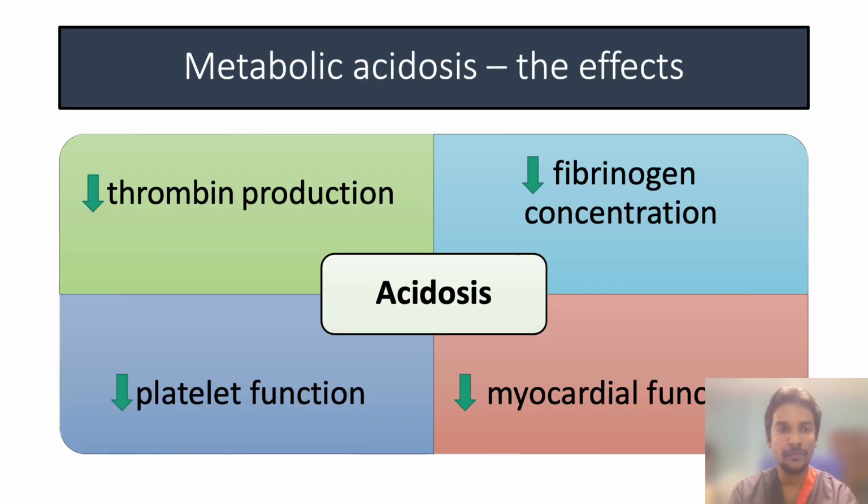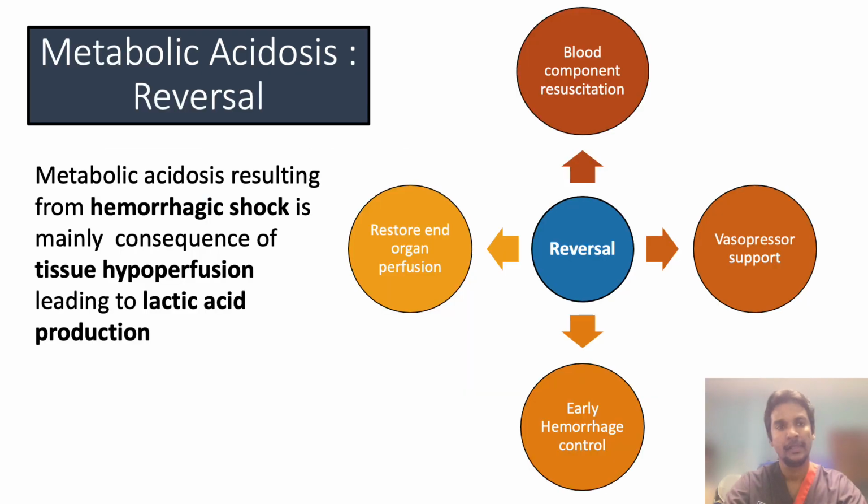Metabolic acidosis should be avoided as well. This is because it will reduce thrombin production, reduce fibrinogen concentration, reduce platelet function, worsening coagulopathy, and it will also impair the myocardial function. Metabolic acidosis resulting from hemorrhagic shock is a consequence of tissue hypoperfusion, which leads to lactic acid production. In order to reverse this, we must try to restore end organ perfusion as soon as possible by blood component resuscitation, vasopressor support, and early hemorrhage control.